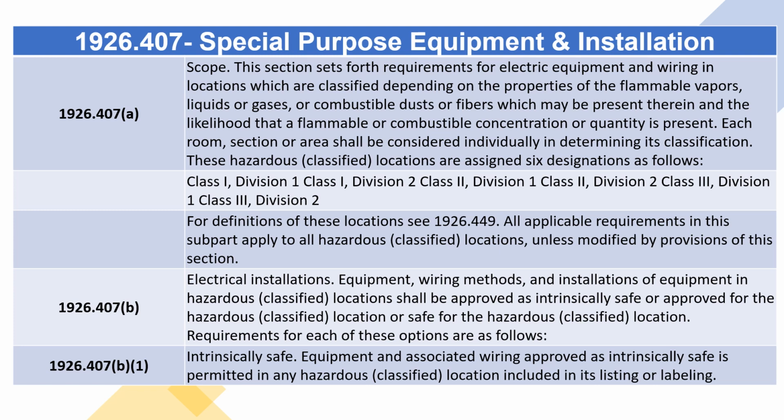1926.407 B. Electrical installations. Equipment, wiring methods, and installations of equipment in hazardous, classified, locations shall be approved as intrinsically safe or approved for the hazardous, classified, location or safe for the hazardous, classified, location. Requirements for each of these options are as follows. 1926.407 B1 Intrinsically safe. Equipment and associated wiring approved as intrinsically safe is permitted in any hazardous, classified, location included in its listing or labeling.